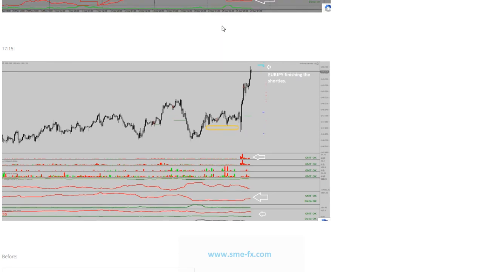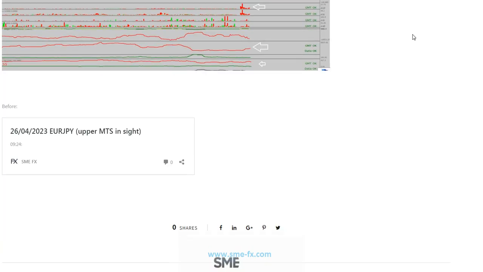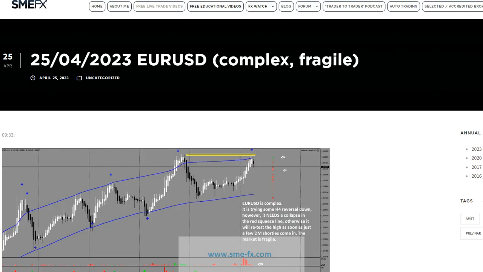Around the world, traders do not understand why these moves happen. This is the reason. Okay. Here, euro yen finishing the shorties. So, significant moves. Well done if you caught some of that.